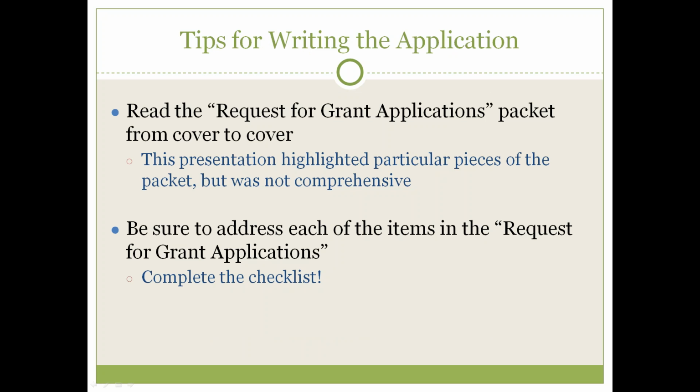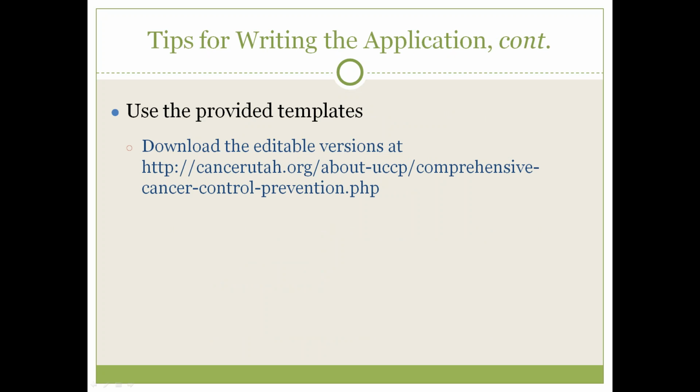Tips for writing the application. Make sure you read the request for grant applications packet from cover to cover. There are key points of information throughout that whole packet. So this presentation only highlights particular pieces of the packet but is not comprehensive, so make sure you read through that thing. And also be sure to address each of the items in the request for grant applications. Complete the checklist. We really want to highlight the checklist a couple times in the presentation just so you don't accidentally forget something that's required. Also use the provided templates. You can download all of the editable versions of the templates that you saw as the appendices at our website that's listed there.